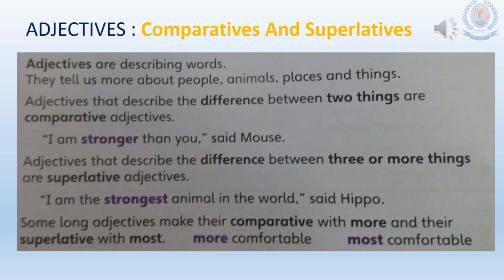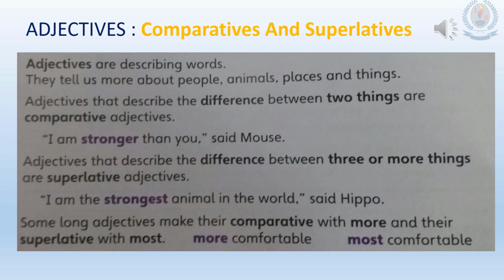Adjectives, comparatives and superlatives. Adjectives are describing words. They tell us more about people, animals, places and things. By using adjectives, we can describe people, animals, places and things. Examples of adjectives: happy, sad, ill, injured, rich, poor, empty, full, old, new. So these are examples of adjectives.